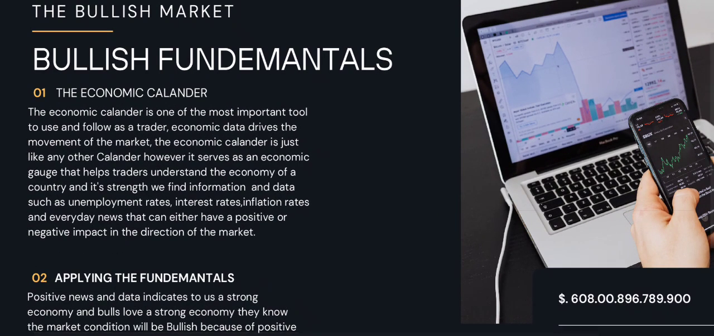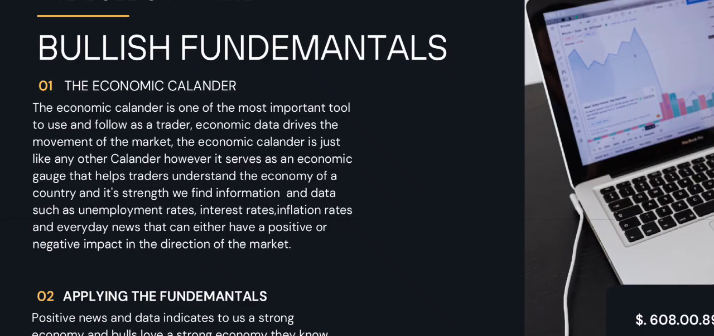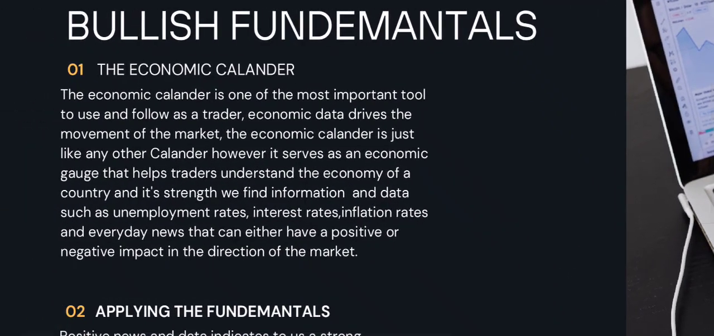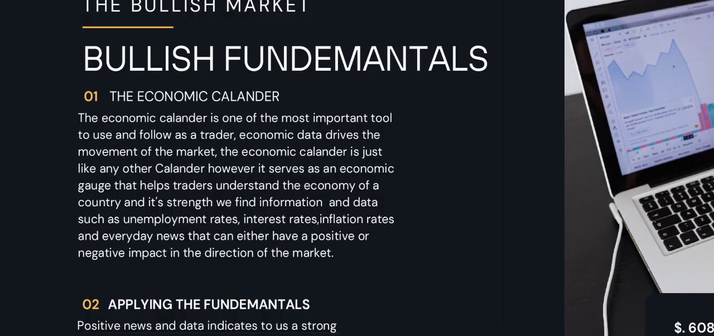So these economic indicators, or these fundamental news that drive the market's direction or impact the economy's strength, as buyers, we only want to look at positive news. The economic calendar is one of the most important tools to use and follow as a trader. Economic data drives the movement of the markets, as I explained. The economic data is just like any other calendar. However, it serves as an economic gauge that helps traders understand the economy of a country and its strength, of course.